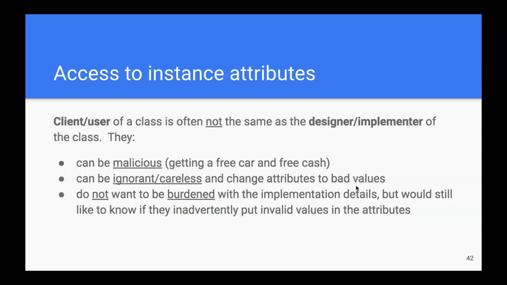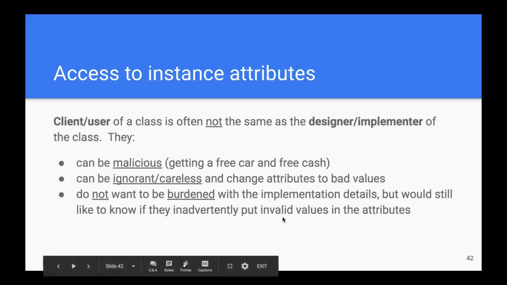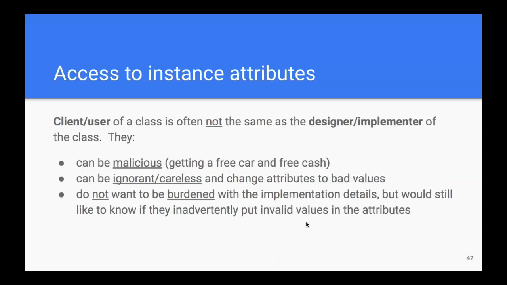And finally, the most common characteristic of this group of programmers is that they do not want to know. They do not want to be burdened with all the implementation details of the class. They just want to be able to use the class, store information, and get information out. They don't want to know how it works as long as it works the way they want it to. But of course, they still want to know if they do something wrong, if they put some bad values in the attributes.